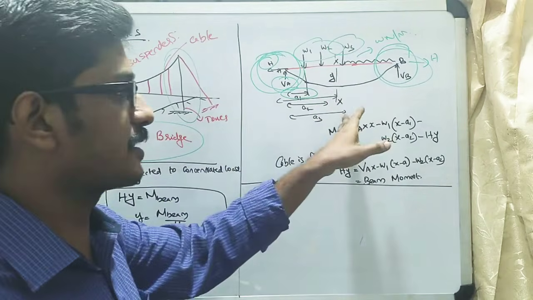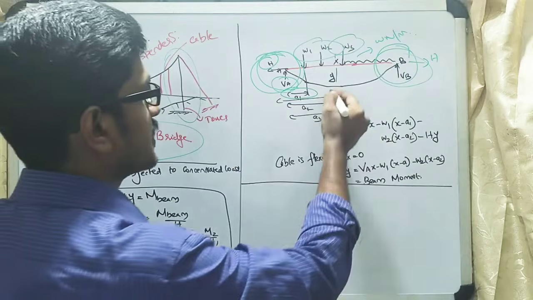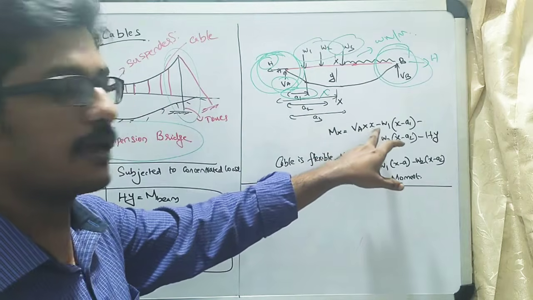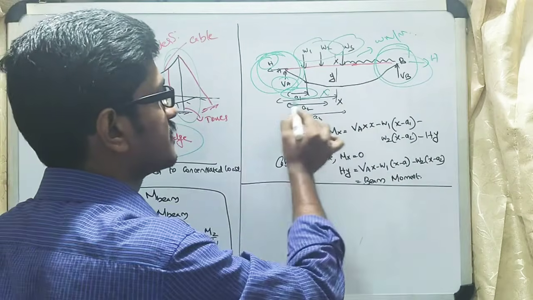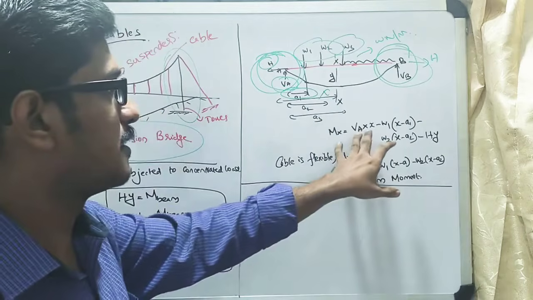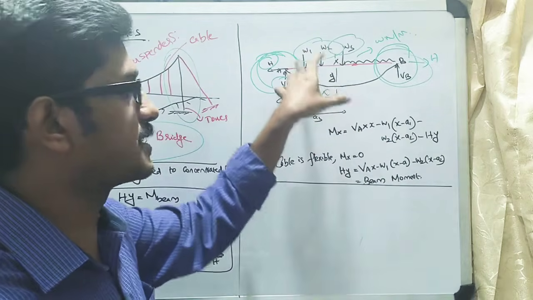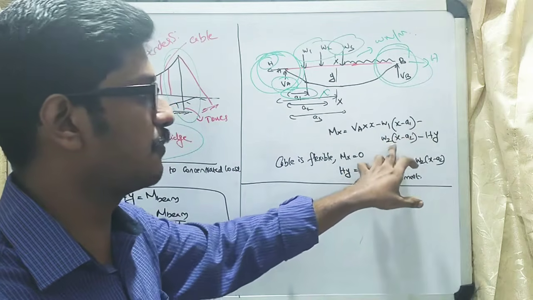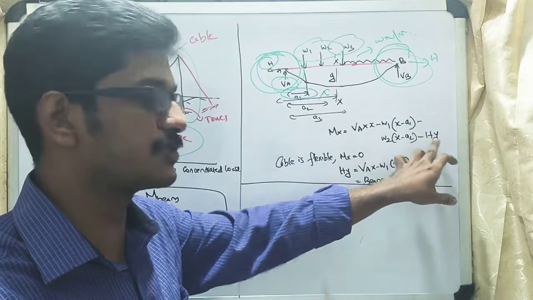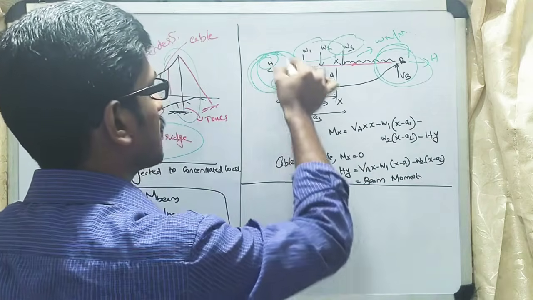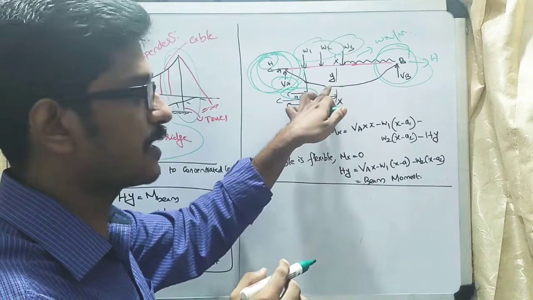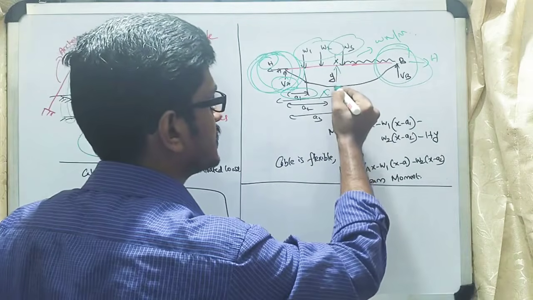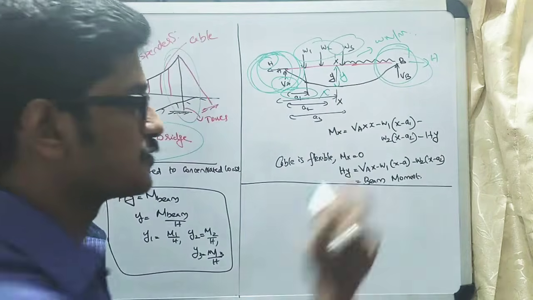So if you take a section here at a distance x, what is Mx? Mx will equal Va into x, just taking the moment, Va into x minus W1 into (x minus A1), since it is in the anticlockwise direction, minus W2 into (x minus A2), minus H into y. H means this horizontal thrust. Listen very carefully. The horizontal thrust is also considered here. The deflection value, this much distance, is y. So H into y.